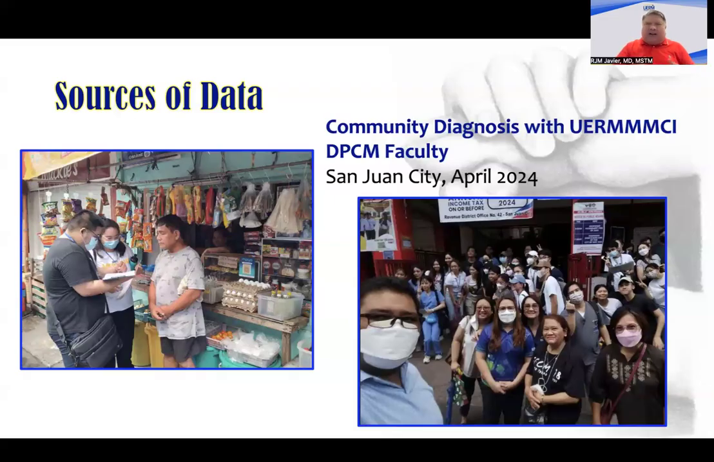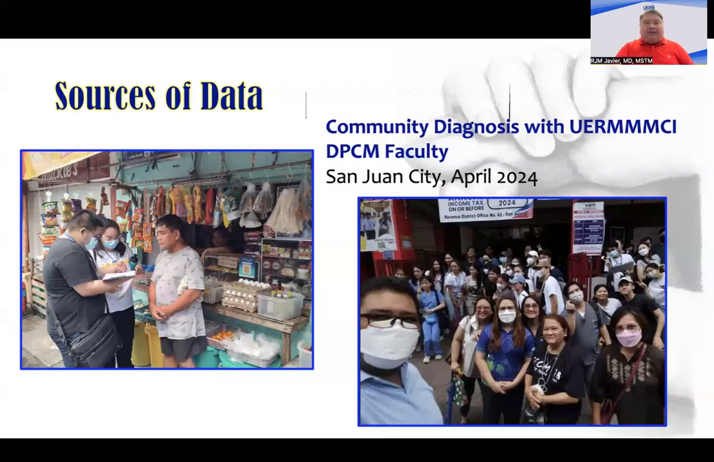So often, based on our timeline, this would often happen every April of the year. Although my photos are not updated, this is as of April 2024. But last year, we also brought our students in San Juan City. And whatever information you gather, when you collate all of these data, they will now be used to write your community diagnosis. So that example of getting fresh information is an example of your primary data.